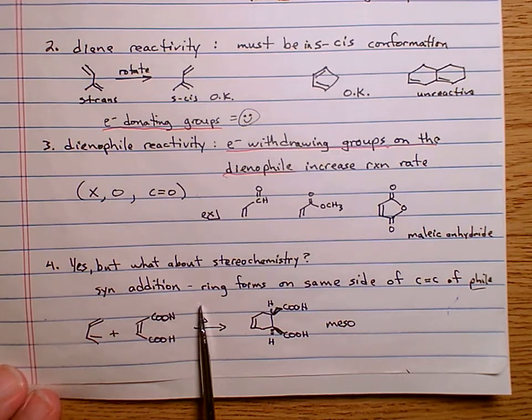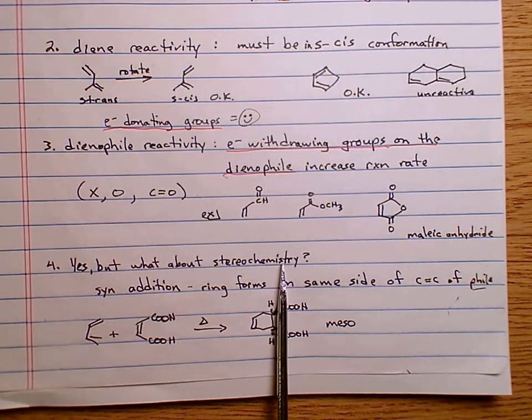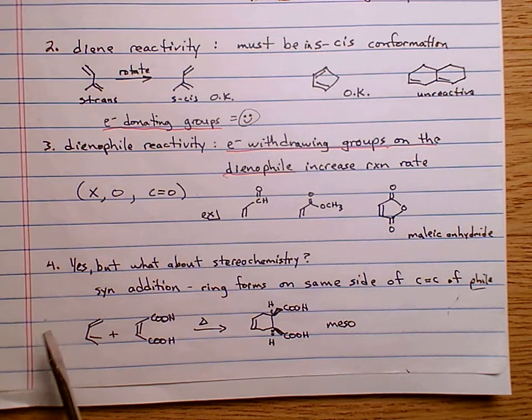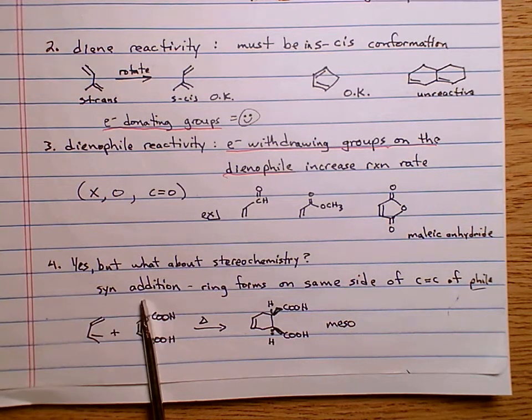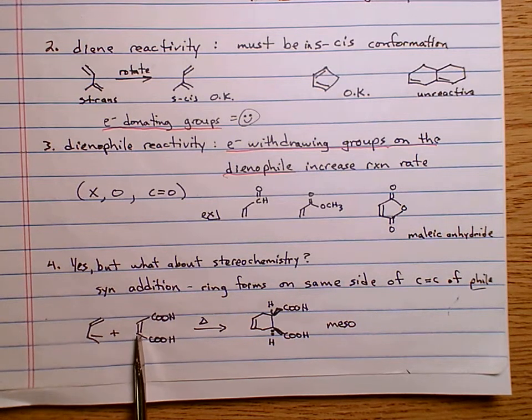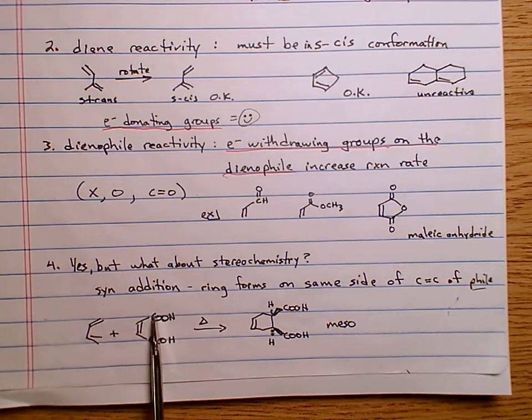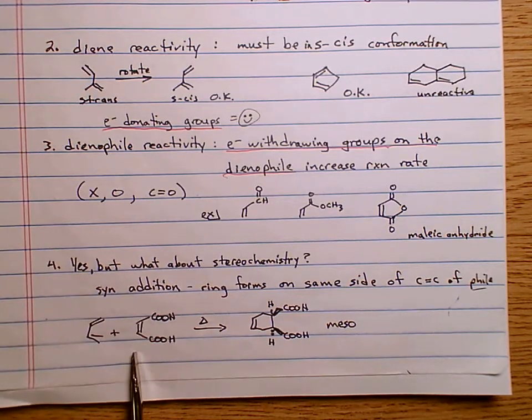All right. And now you're thinking, oh, that's really cool, but what about stereochemistry? Well, it turns out this is syn addition. Because the reaction happens all in one step, as this double bond is breaking, note this, the COOH, these two carboxylic acid groups are cis to each other on this double bond.